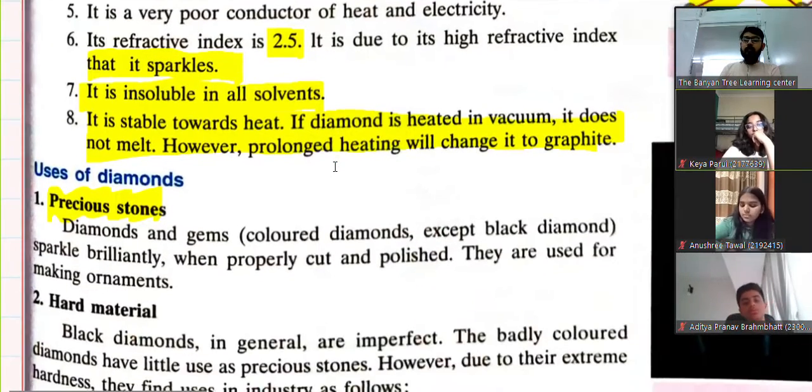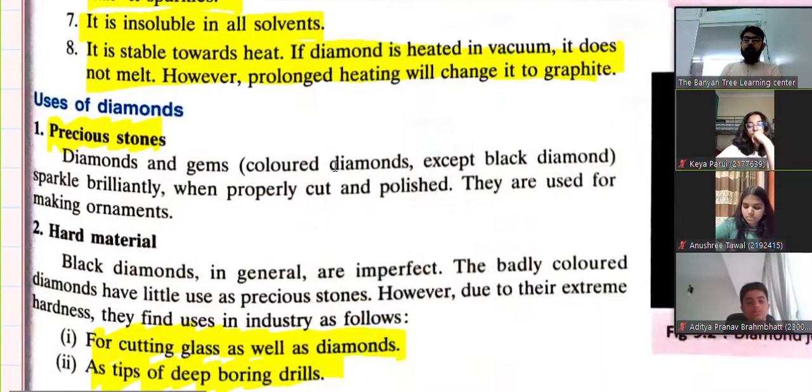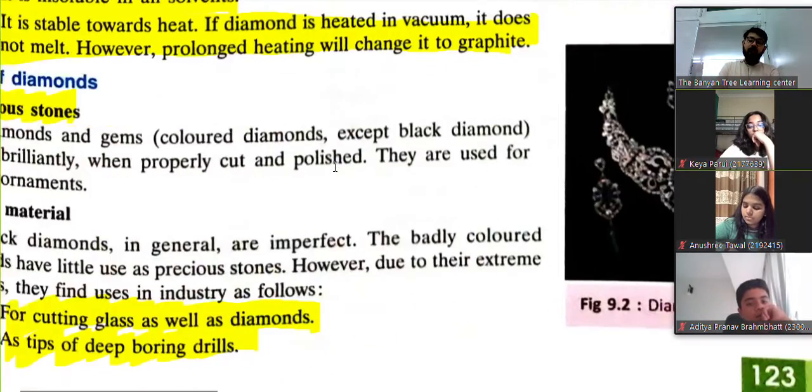It is insoluble in all solvents. It is stable towards heat. If diamond is heated in vacuum, it does not melt. However, prolonged heating will change it to graphite.